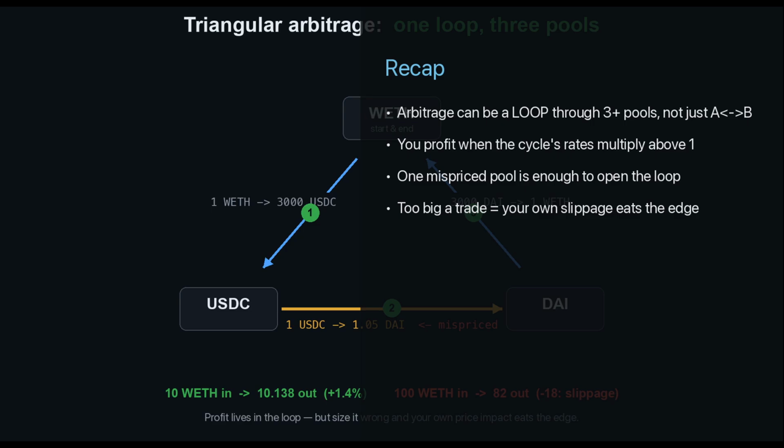A quick recap. Arbitrage isn't only buying low on one venue and selling high on another. It can be a loop through 3 or more pools, and you profit whenever the cycle's exchange rates multiply to more than 1. A single mispriced pool is enough to open the door. But size is everything. Push too much through the loop and your own price impact wipes out the edge. Real searchers spend most of their effort finding not just the loop, but the exact right amount to send around it.